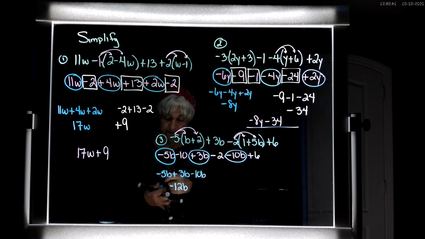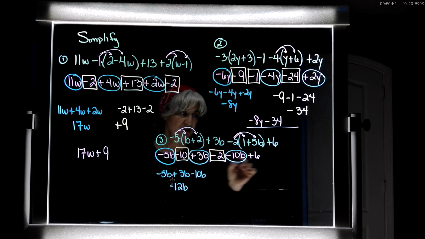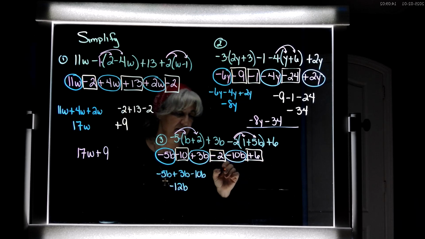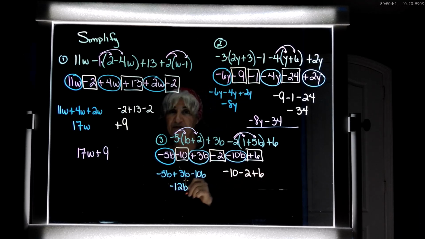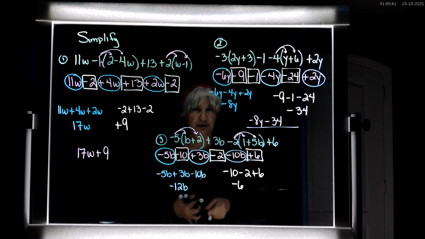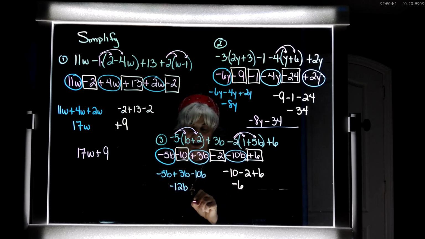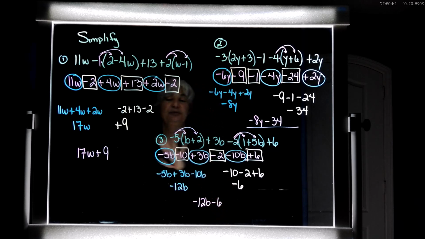Got it. But I have a second simplifying problem in here, shall I say. We have this minus 10, that minus 2, and a plus 6. So if you literally write it as its own little simplifying problem, you have negative 10 minus 2, negative 12 plus 6. There you go, minus 6. Ready to put them back together? So the answer for simplifying problem number 3 is negative 12b minus 6.